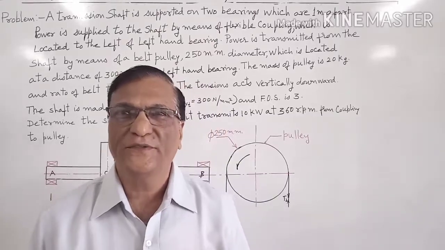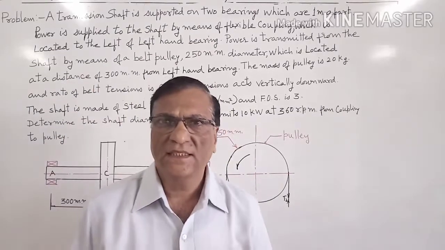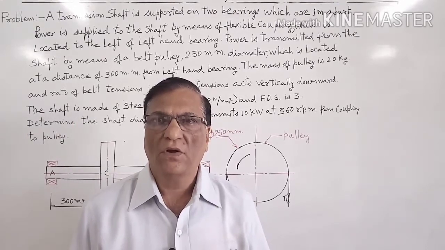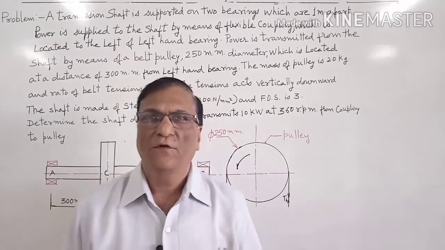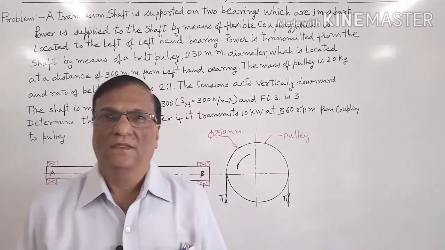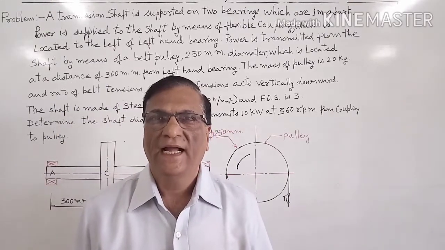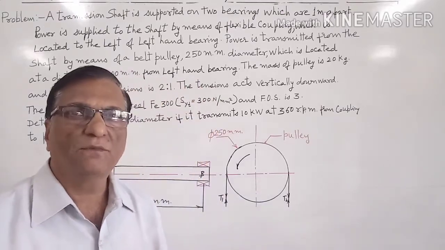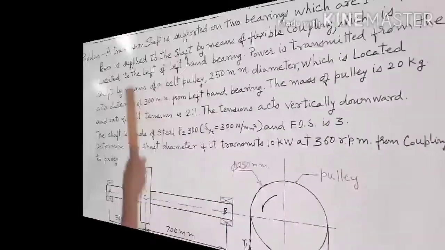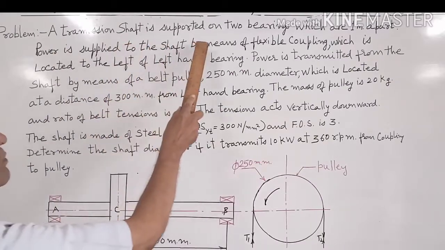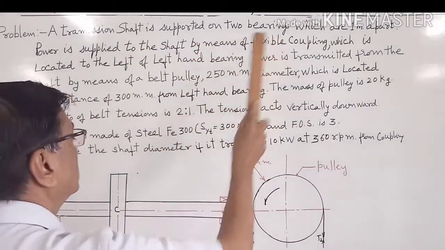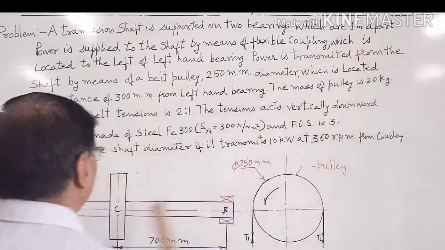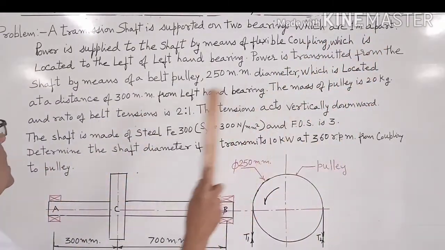Good morning, students. In this session, we will take a problem based on shaft subjected to combined bending and torsion. Let us have a numerical problem. A transmission shaft is supported on two bearings. These bearings are 1 meter apart.